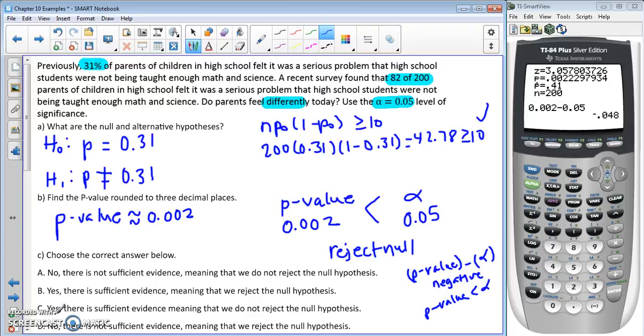So we reject. So since we reject, that means that there's sufficient evidence to conclude the alternative. So there is sufficient evidence, meaning that we reject the null hypothesis.